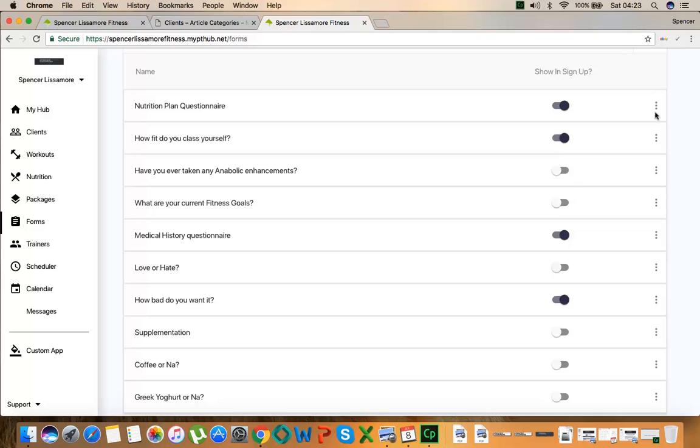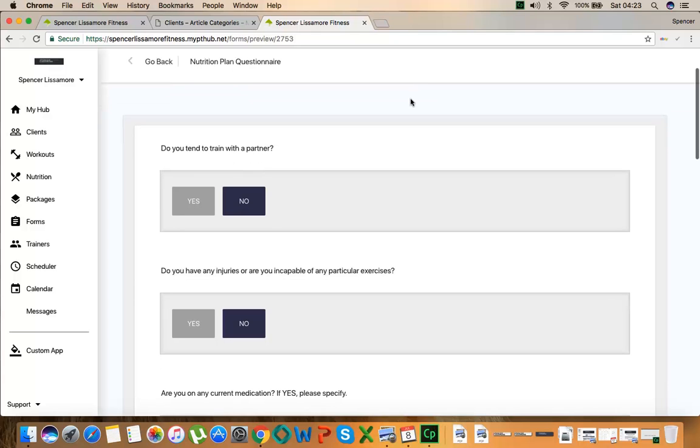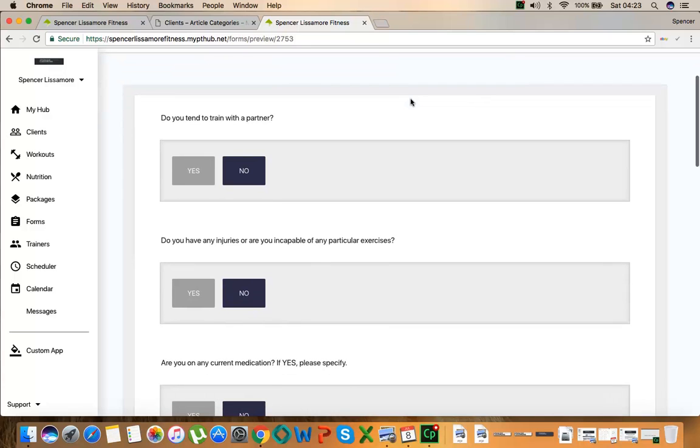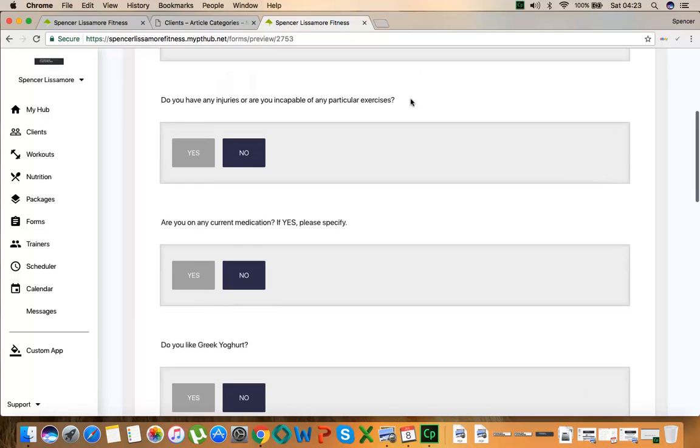Nutrition plan questionnaire, this is important, and I need to know really what kind of things I need to allocate when I'm assigning a nutrition plan. So whether they train with a partner is important. Any previous or current injuries which are going to make them incapable of any particular exercises.